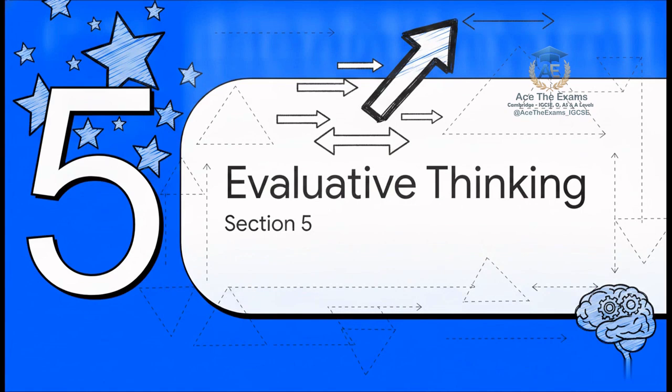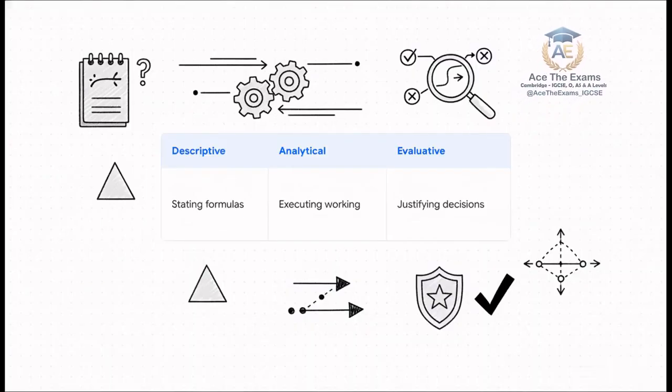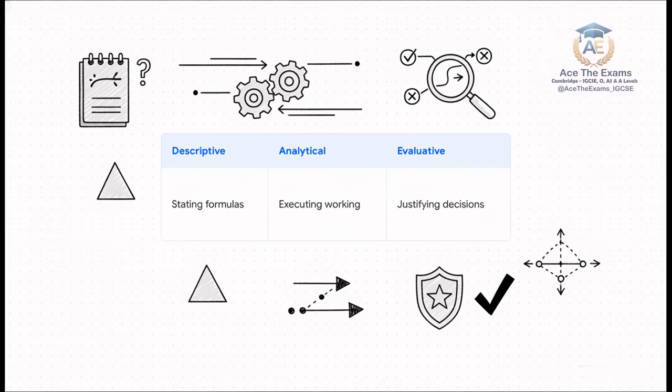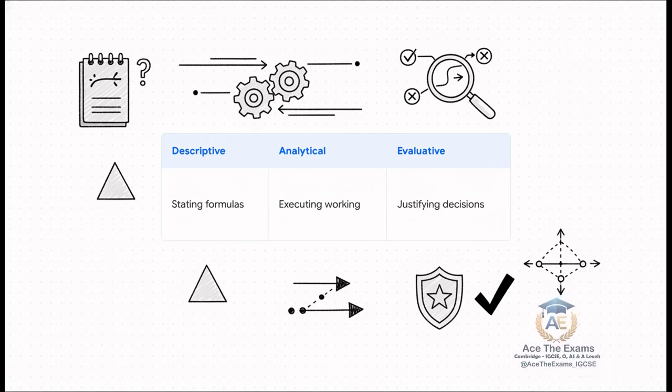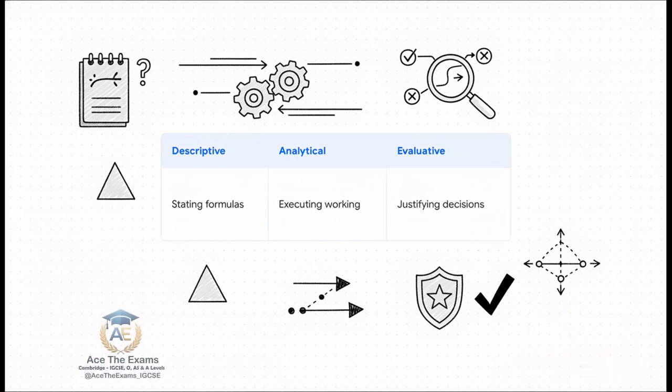Finally, let's look at Section 5, Evaluative Thinking Strategies. If you want to elevate a standard average answer into a top-tier, grade-boosting response, you have to make a cognitive leap. We have to move way beyond the descriptive level. Descriptive is just stating formulas, it's basic recall. The next step up is the analytical level, where students can execute the working smoothly and systematically. Most good students stop here, but the truly top-scoring candidates reach the evaluative level. This means you are actively questioning assumptions, comparing alternative mathematical approaches, and justifying your decisions with concrete evidence.